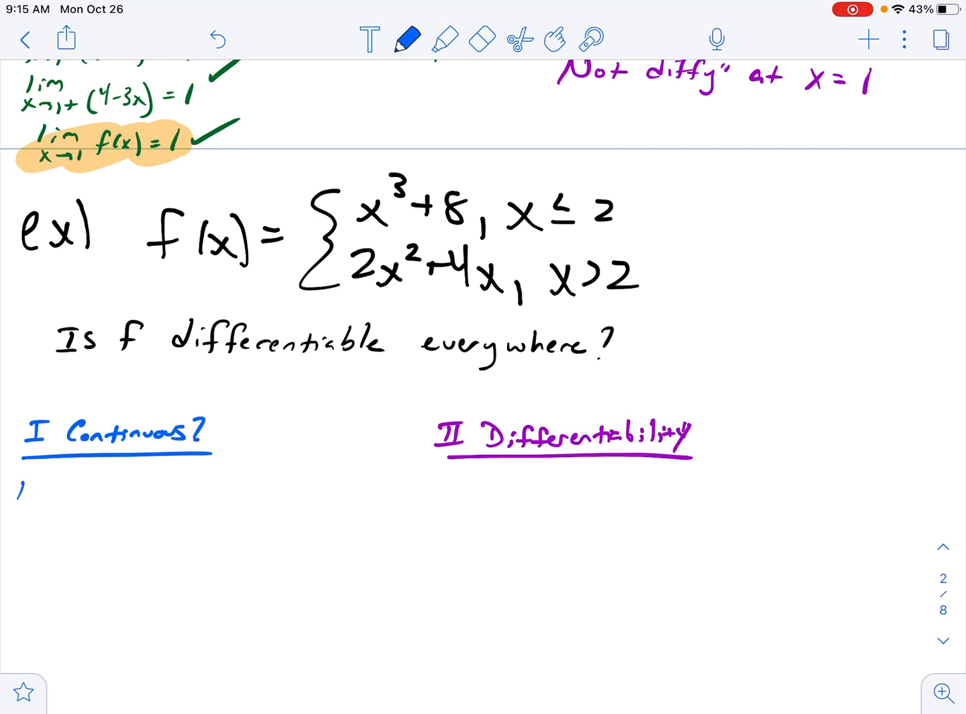So here we go. Again, to test for continuity, first I'm going to look at, does f of 2 exist? And it does, right? We're defined at 2. If I plug 2 into that top piece, 8 plus 8 is 16. Okay, so f of 2 exists. Now we'll test the limit from left and right.